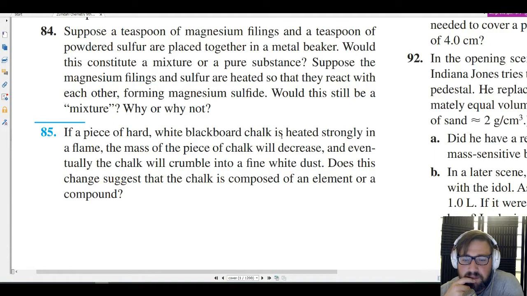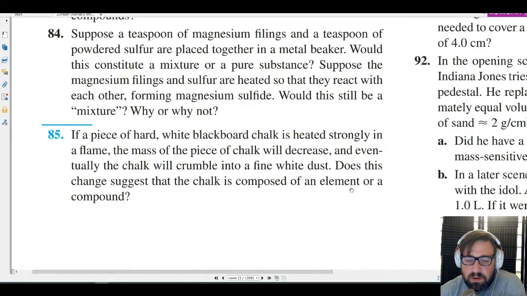So, the question that we're being asked is, is this an element or a compound? That's going to be our goal. And what we have up here is evidence of some kind of chemical reaction taking place if we heat chalk. It says at first the mass of the piece of chalk will decrease, which means that mass has to be going somewhere. It's probably going from a solid into a gas. I mean, we're essentially burning the chalk.